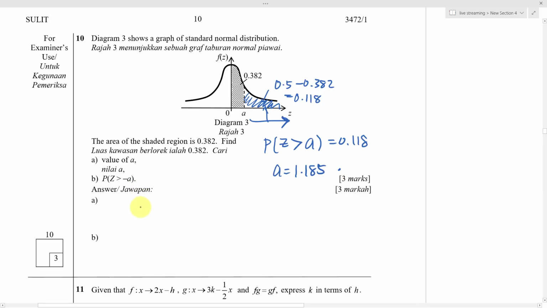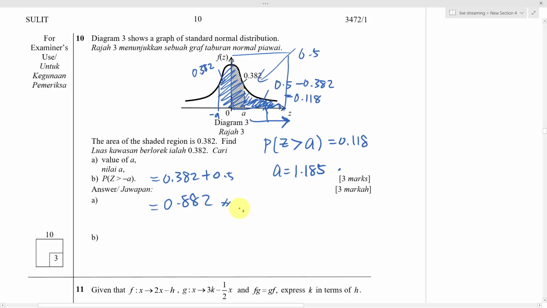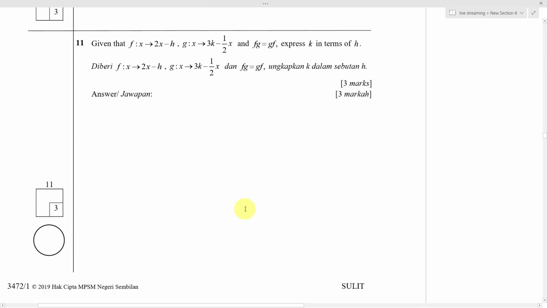And then this one is bigger than negative A. So I just assume I have a symmetry here, negative A here. And then, yeah, we kind of need to find the whole area here. So it's quite easy, right? Because we already know this area is 0.382. Then I have another 0.5 here, right? So basically this one is just 0.382 plus 0.5. Because it's the whole blue color one, so it's 0.882. Yep. This question is quite easy. I think nothing's hard over here, so I move on. Okay, function 2x minus h.